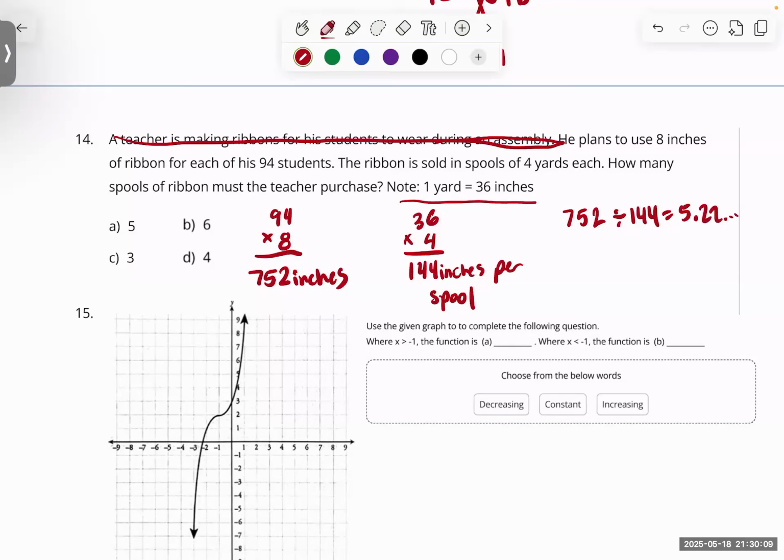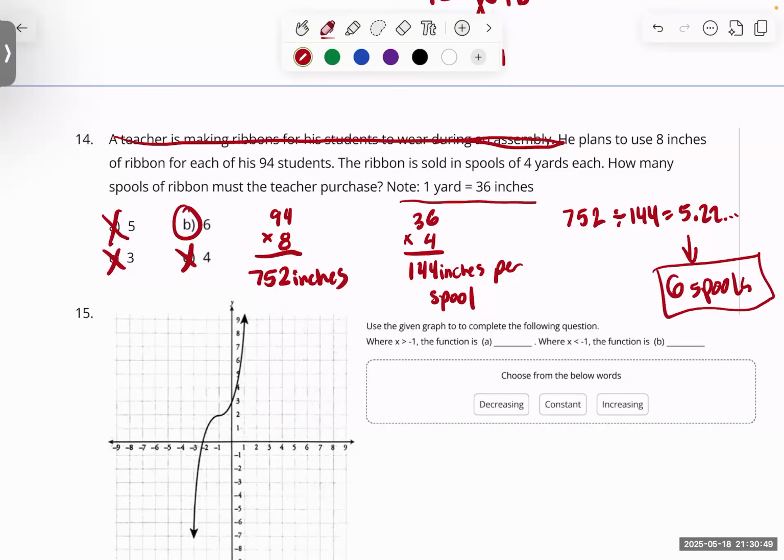So that eliminates obviously C and D. So how do we know which one we need to pick? Well, if you see right here, we get 5.222 whatever, right? That's much bigger than 5. Now, obviously, if he only buys 5 spools, well, he has that 0.2 remaining. He's not going to have enough for his students. So he needs to buy actually 6 spools in order to accommodate all of his students. So he needs to go up to 6 spools because you can't buy a decimal of a spool.